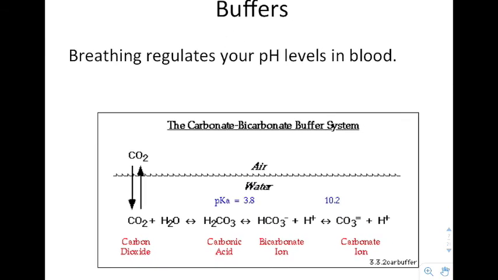An example of a buffer system is the carbonate bicarbonate system, and this is regulated by your breathing and your kidneys. What it does is it uses the CO2 that you have in air, and it can diffuse it into water. Whenever it does that, it turns into carbonic acid. And this carbonic acid also has bicarbonate and carbonate ions in it, which allows you to regulate the pH of your blood. The pH of your blood is actually slightly alkaline, so it can't move very much from that very set value.